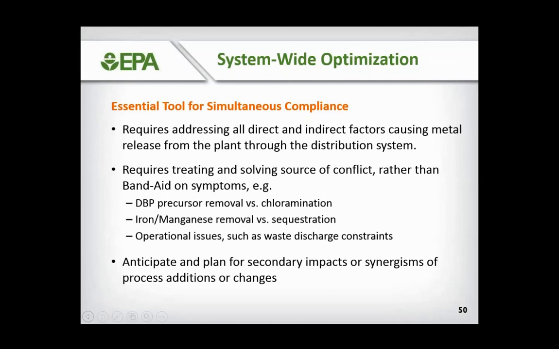And I think system-wide optimization is an essential tool for simultaneous compliance. You need to address all of the direct and indirect factors, and treat and solve the sources of the conflict rather than using Band-Aids. For instance, sequestration of iron and manganese, or just going to chloramines for DBP control rather than removing the precursors themselves, could prevent you from having a metal release episode.